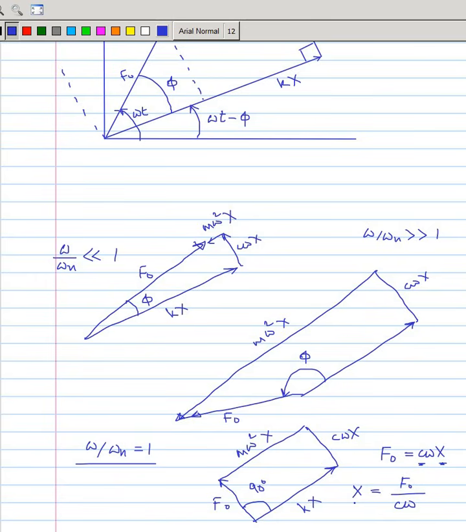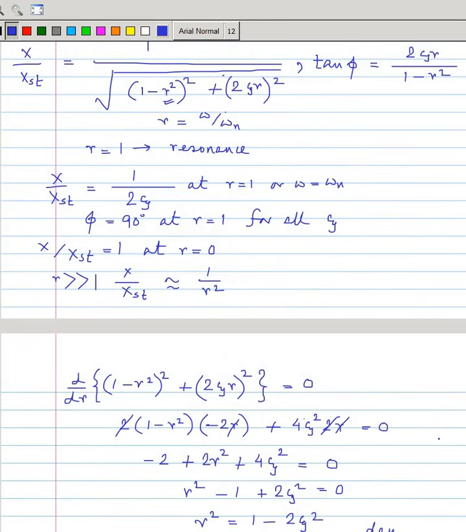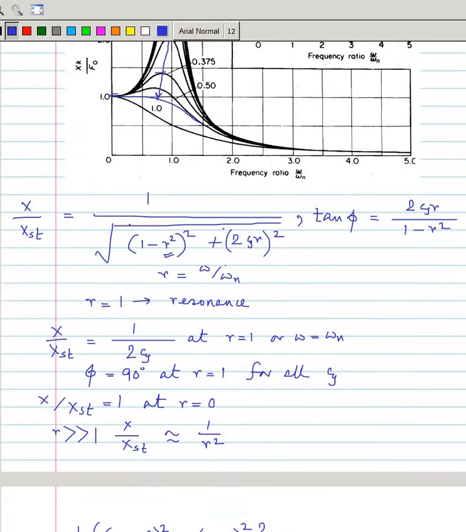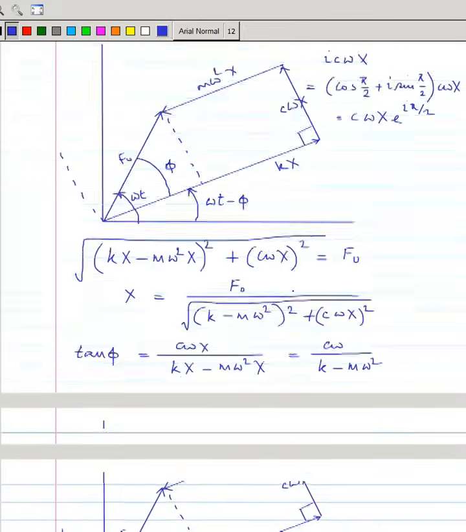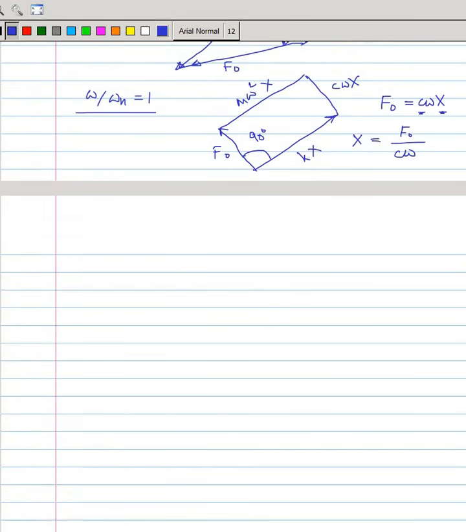Okay, and also from here we have seen that at resonance, x by x static is 1 by 2 psi. So from here also you can get that. Yes, so if you just continue with this, x equal to F naught by c omega, or x by x static is equal to F naught by c omega divided by F naught by k.